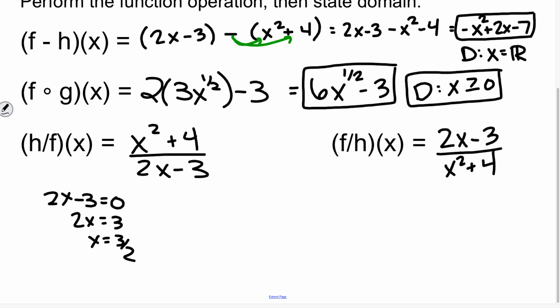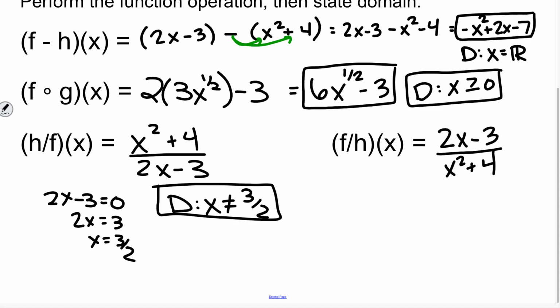But when I put 3 halves into the denominator, it'll be 2 times 3 halves, which is 3. 3 minus 3 is 0, and then I'll get something undefined. So that's not going to give me an answer. So for my domain, I'm going to say x does not equal 3 halves. Everything else is fine. I can divide by negatives.